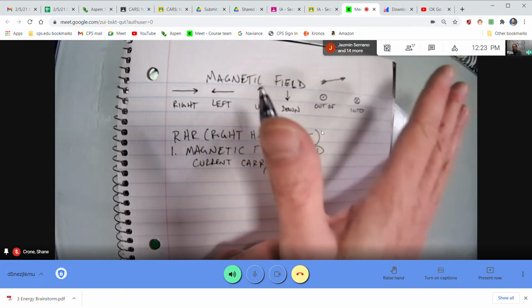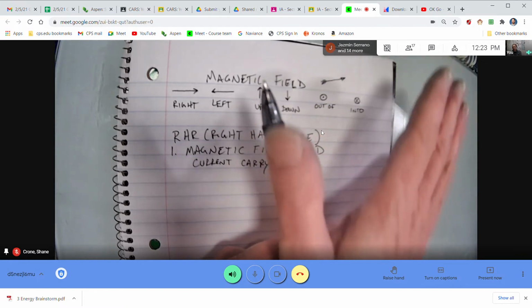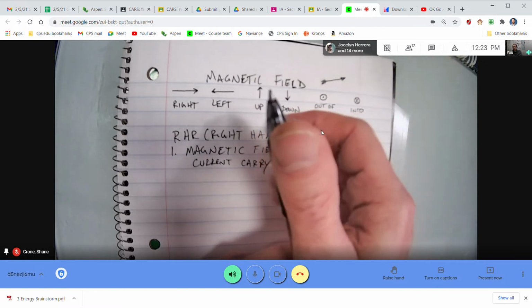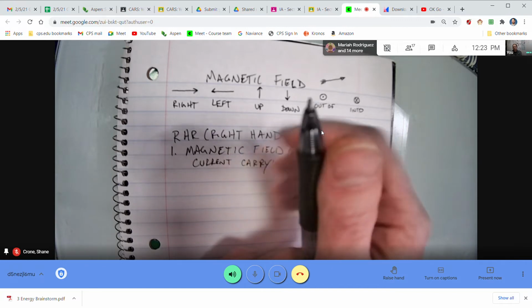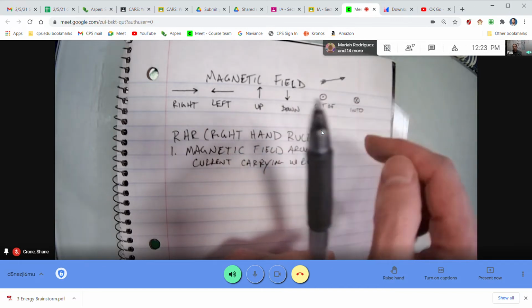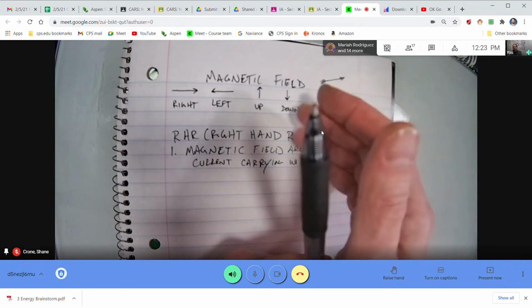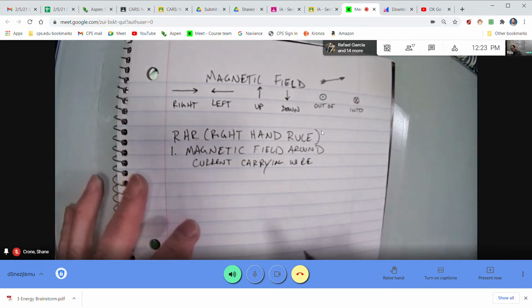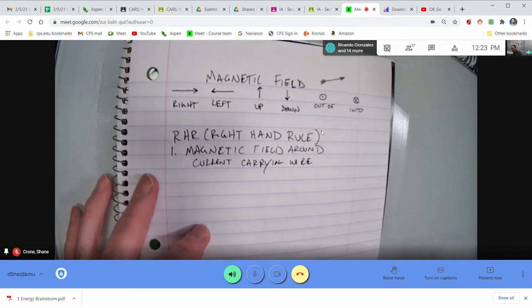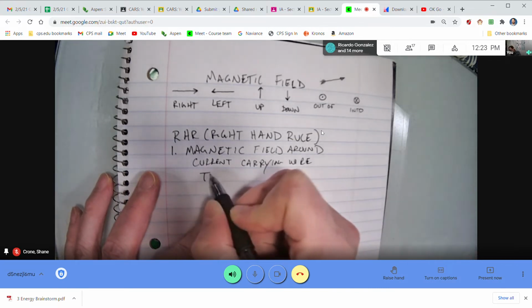So I will take my thumb and run it along the wire in the direction of the current, and then I will wrap my fingers around. And that is the shape of the magnetic field around a wire. It forms closed loops that wrap all the way around the wire and return back to the point where they started. So let me give you a description of the parts of your hand, and then we'll practice it. So first of all is your thumb.